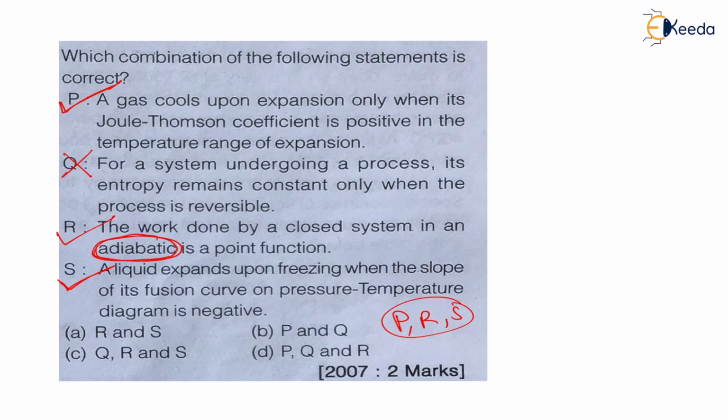Now my dear students, if you observe the options, none of the options matches the choices, right? So for this question in 2007 they have given wrong choices. Later they cancelled this question because the question is wrong, right? Because here P, R, S are all correct, the question is wrong, hence they cancelled this question later. Thank you dear students. In the next lecture we will see one more numerical on this topic.